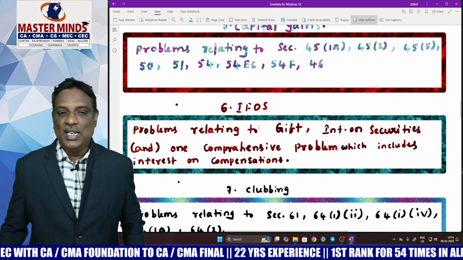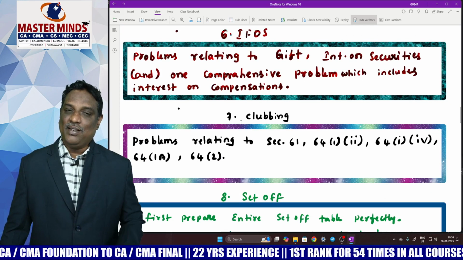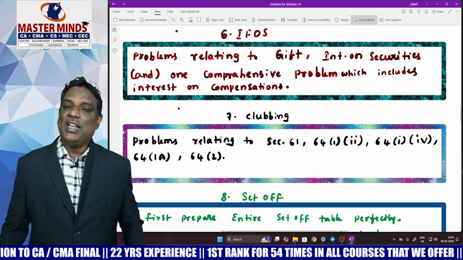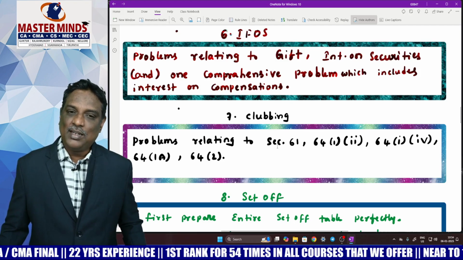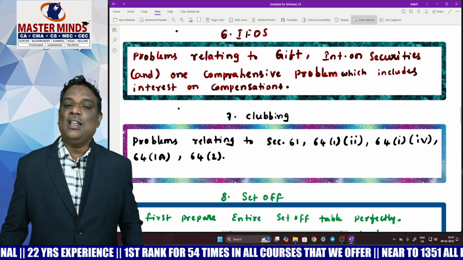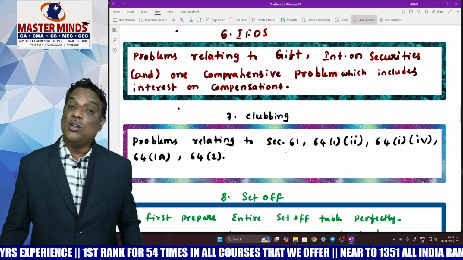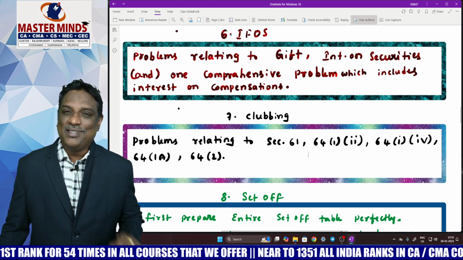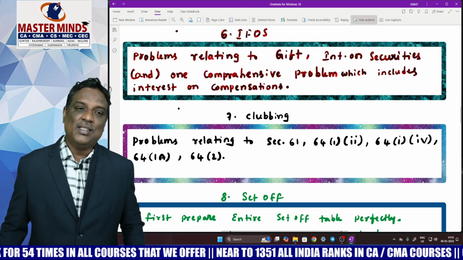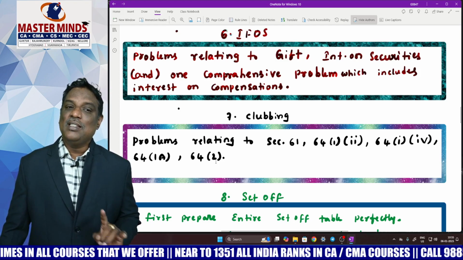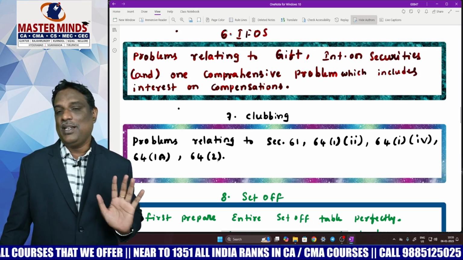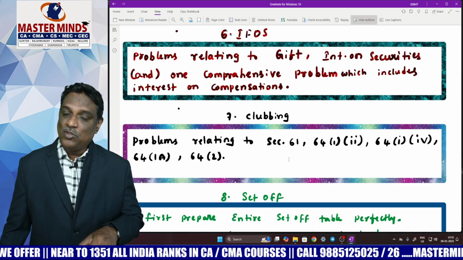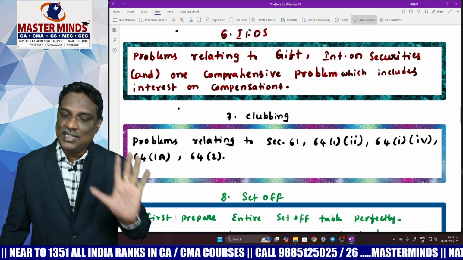Have you understood? Next one, clubbing provisions. It's a small chapter, but if you have time, you can prepare all the CRD problems. Otherwise, at least prepare problems related to the following sections. Section 61, revocable transfer of asset. 64(1)(ii), remuneration to spouse. 64(1)(iv), gift to spouse. 64(1)(a), income of minor children. 64(2), self-acquired property converted into joint property. These sections in clubbing provisions are very important. Please go through the clubbing provisions and prepare at least one problem involving these sections.